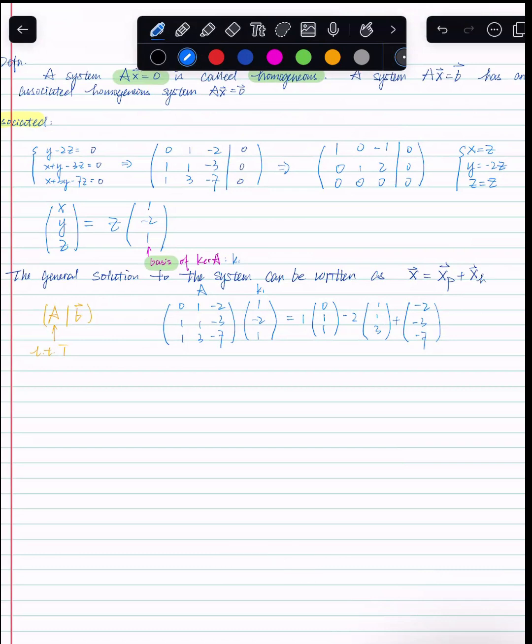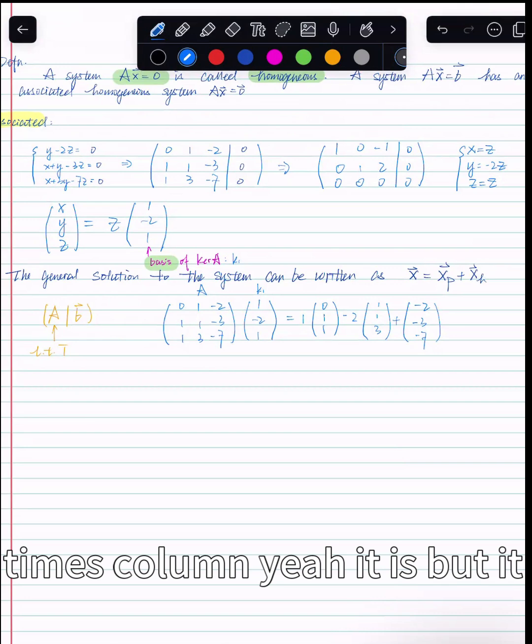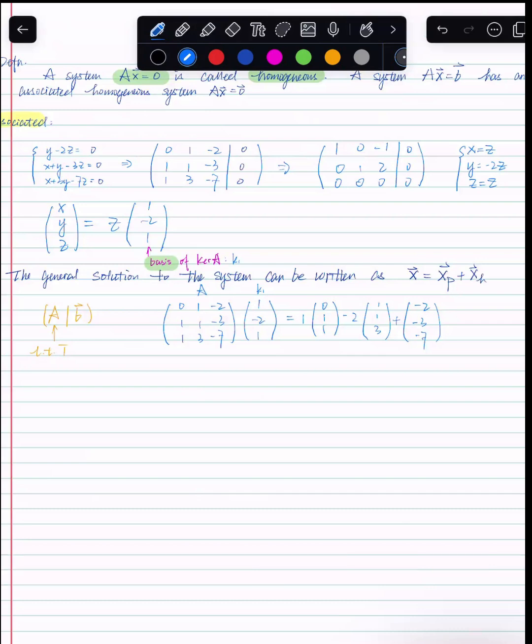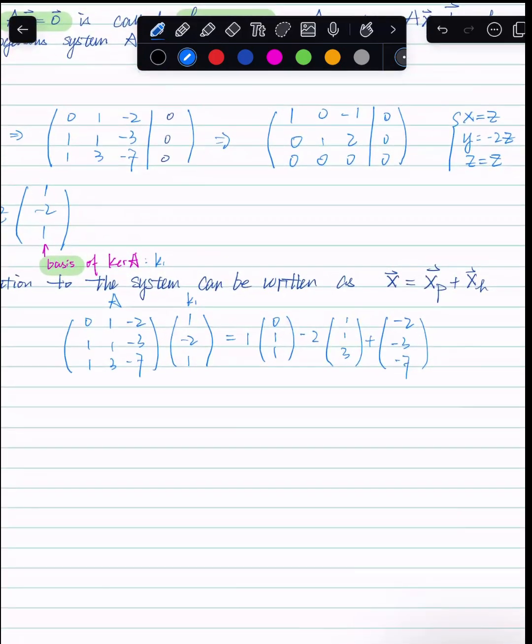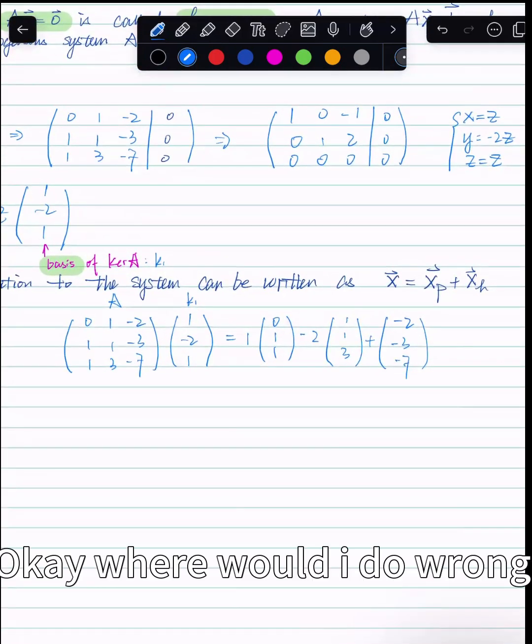Isn't it isn't it row times column? Yeah, it is, but it also equals this. Wait, what did I do wrong?